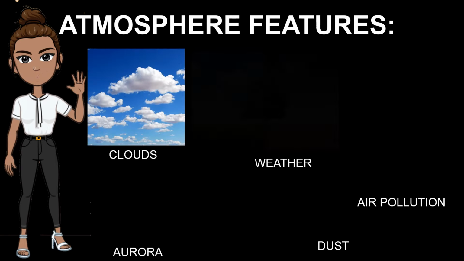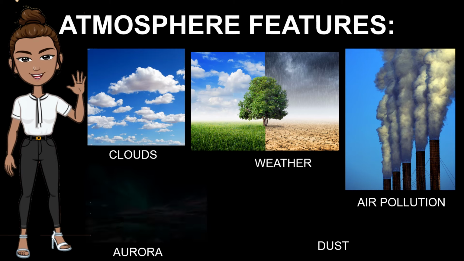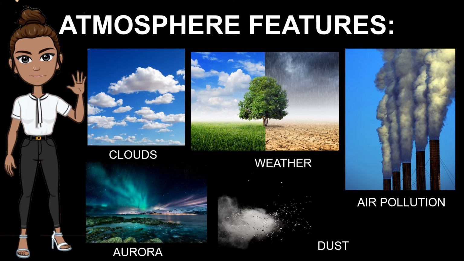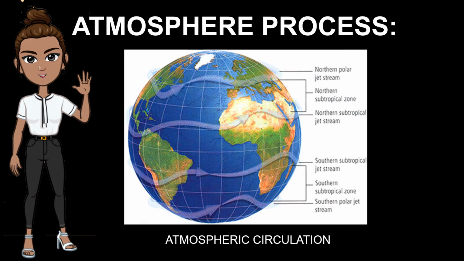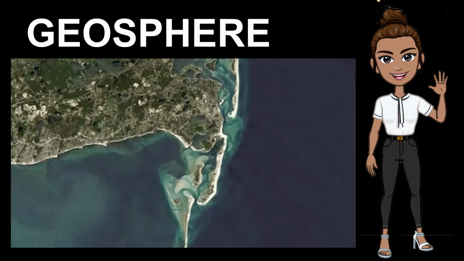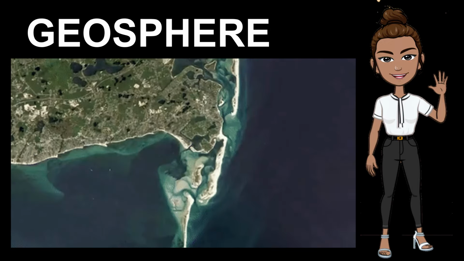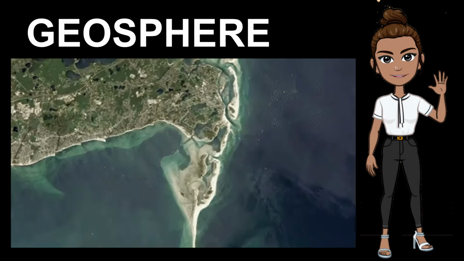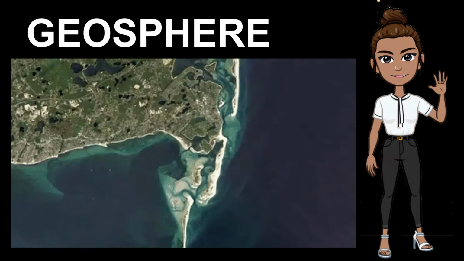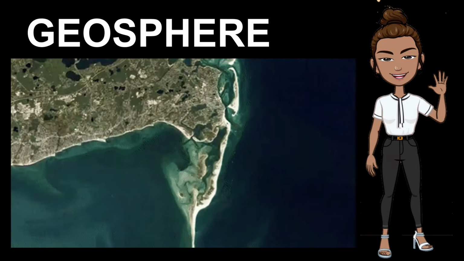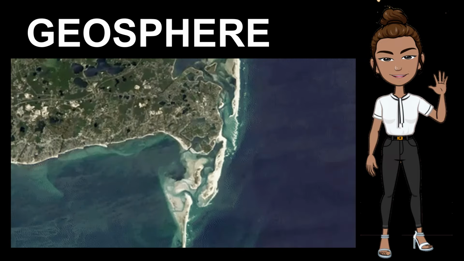Here are the atmosphere features: clouds, weather, aurora, air pollution or aerosols, dust, and so on. And the only atmosphere process is the atmospheric circulation. Next is the geosphere. It is the solid sphere of the Earth. This is where different geologic processes such as volcanic activity, formation of mountains, volcanoes, and other geologic structures take place.